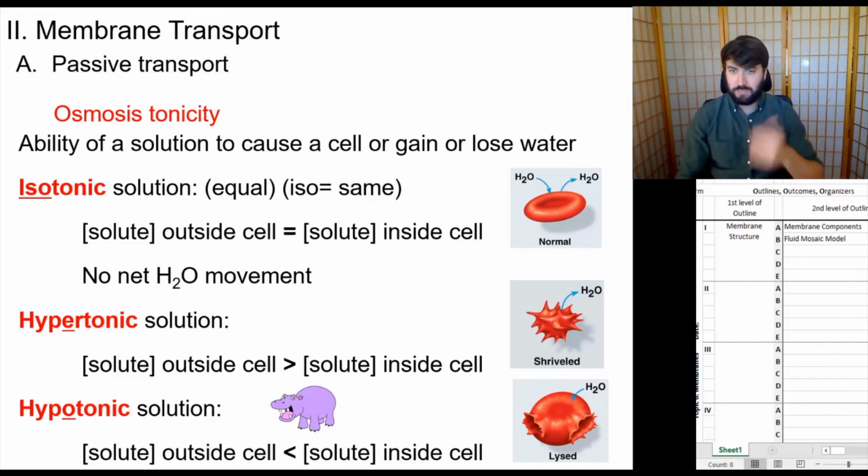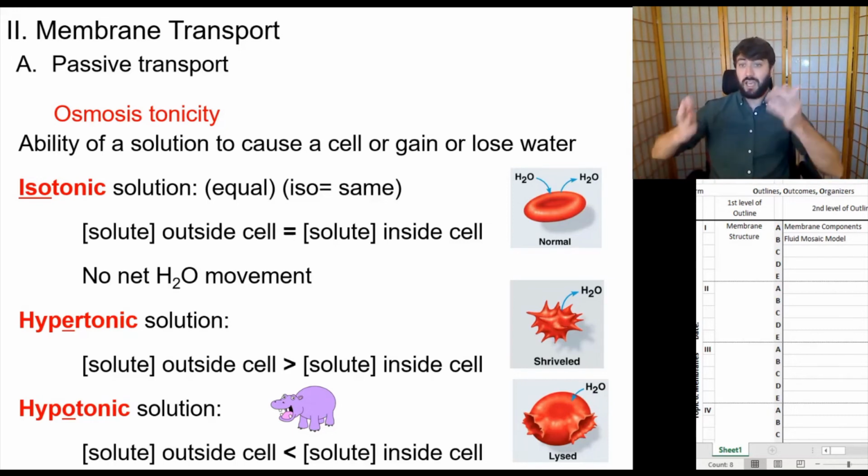So I try to keep this straight by thinking of hippos or hypos, because the hypotonic solution, or hypotonic solution? Hypotonic sounds way more fun. Anyway, hippos are very large and round, like a hypotonic solution cell, right? Okay.